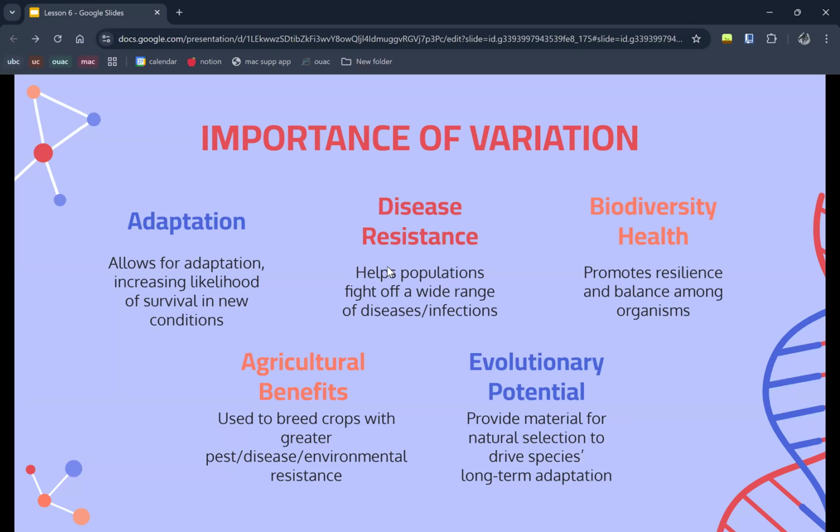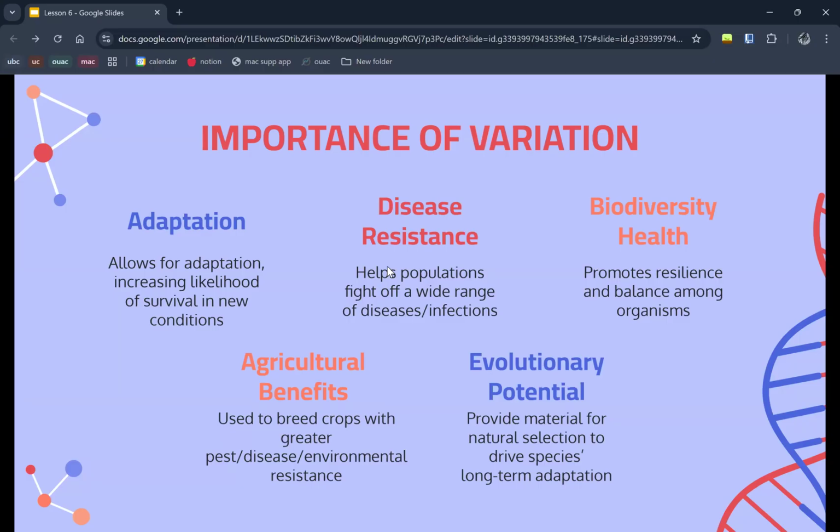So it enables populations to adapt to changes in their environment. So once conditions change, for example, shifts in climate or new predators introduced or diseases, organisms with beneficial genetic traits can survive those and then reproduce more successfully and pass those advantageous traits on to the next generation. We kind of talked about this in ecology and ecosystems.